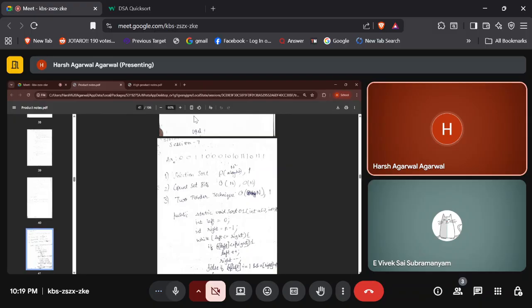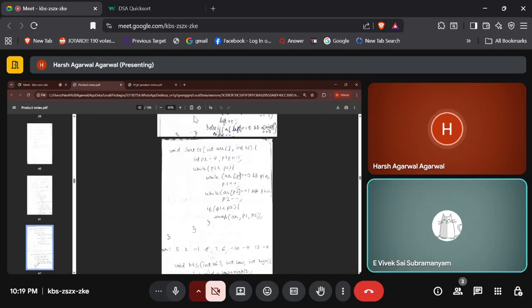Sort zeros and ones using two pointers. What should we do? Just sort this array of zeros and ones. That's it. So what are we doing? Using two pointers. Same thing, we'll take two pointers, both from the start.